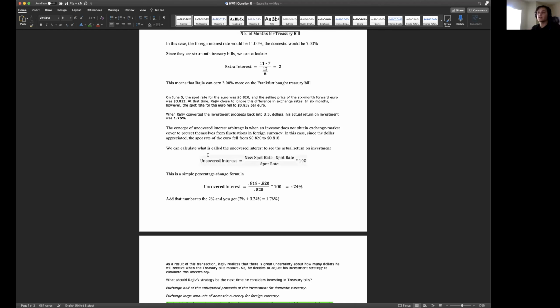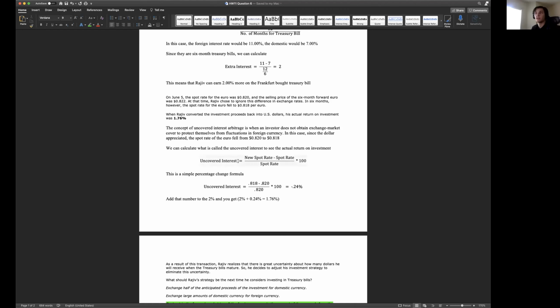So basically, what we're trying to do is figure out the uncovered interest rate, which is the interest rate due to fluctuations in foreign currency. The way we're going to figure that out is we're going to use the new spot rate for the euro. So we saw that it fell, and it fell to $0.81 per euro. So we're going to plug that in right there. We're going to use the original spot rate.